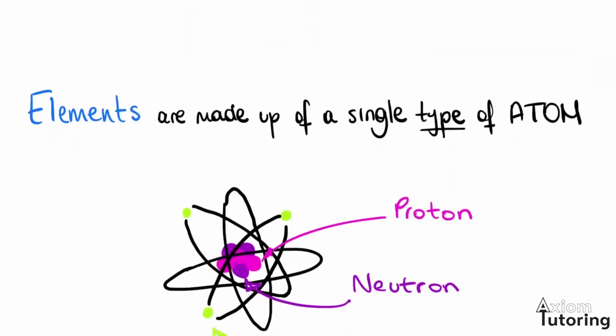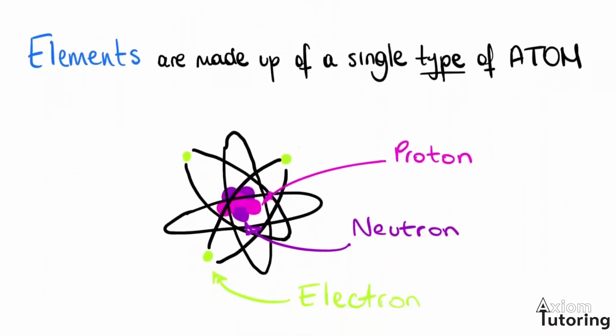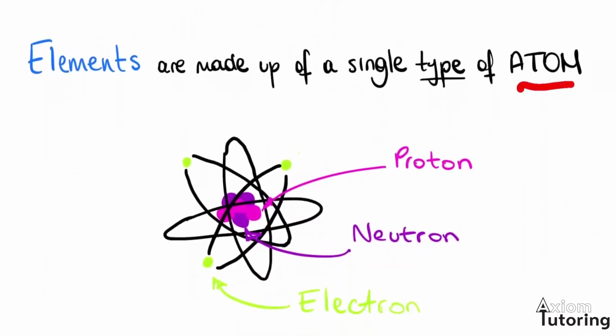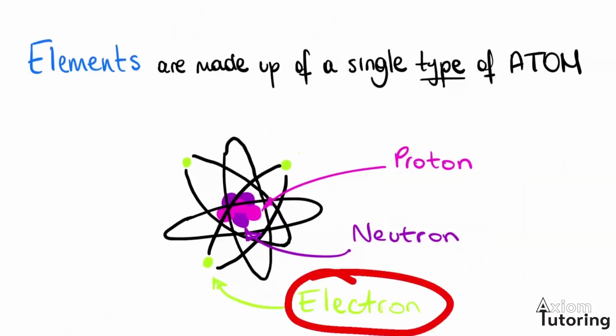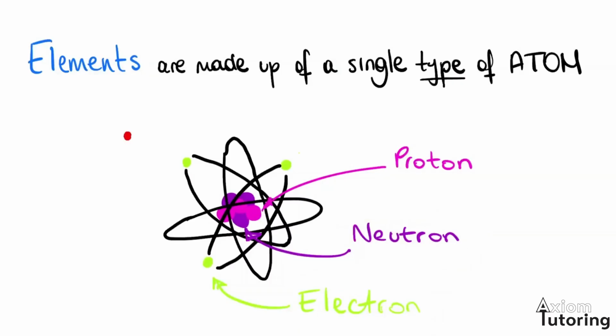So, elements are made up of a single type of atom, and atoms are made up of three subatomic particles: protons, neutrons, and electrons. An atom, which is what I've drawn here, has a central part, which we call the nucleus, that contains protons and neutrons. Protons have a charge of +1.